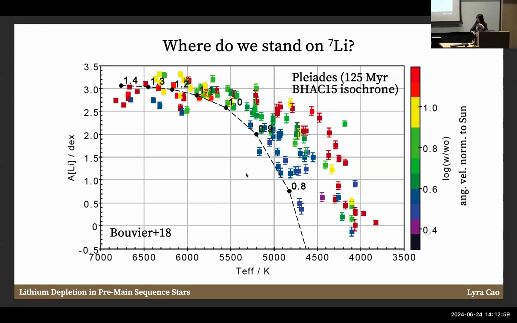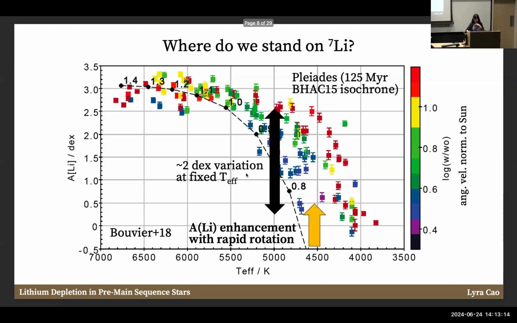This is the Pleiades. And so you can see that there are points that kind of deviate from the line in really interesting ways. And this is in a rotationally dependent fashion. And so this is not a prediction from standard stellar evolution theory. This spread at constant TEV that spans something like 2 dex at fixed TEV is not something that you can get out of standard stellar evolution theory. And also it has characteristics where the rapid rotators are systematically enhanced in their lithium.